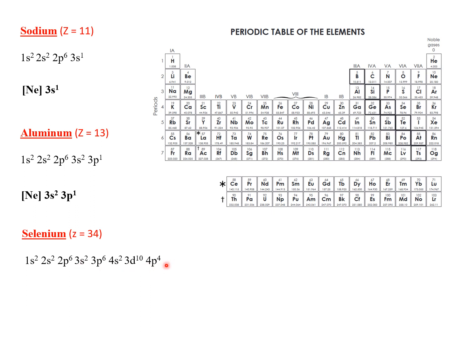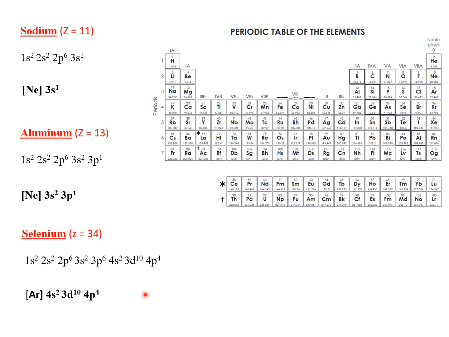Now when we shorten this configuration, we need to identify the previous noble gas to selenium. Selenium is in period number 4, so we need to find the previous noble gas, which is the period number 3 noble gas, that is argon. So we can write argon. Argon is 18 electrons. So without writing 1s2 to 3p6, the first 18 electrons, we can write argon. And then the remaining configuration: argon 4s2, 3d10, 4p4. That's how we shorten the long configurations, adding the previous noble gas to the considered atom.